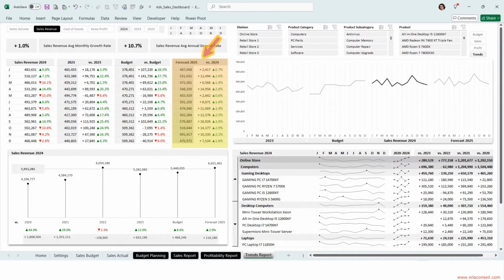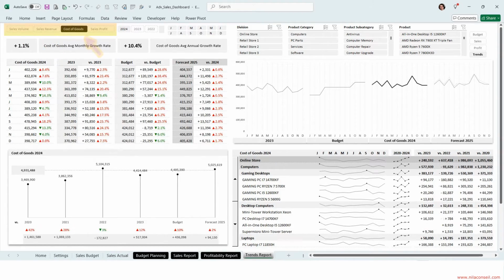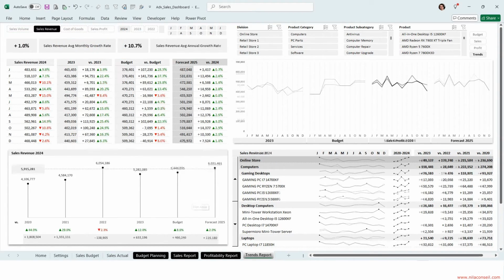Here you can see how the company monthly sales would grow, based on average weighted annual growth rate. This chart shows 2024 month-over-month sales, compared to past year, and compared to budget. It also shows monthly sales forecasts for 2025. You can track trend of sales volume, revenue, cost of goods, and profit.